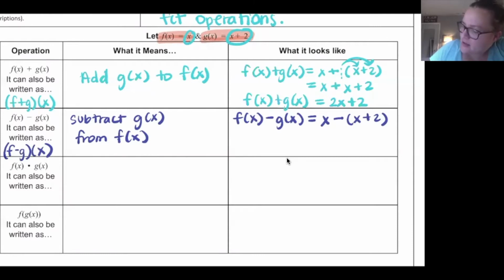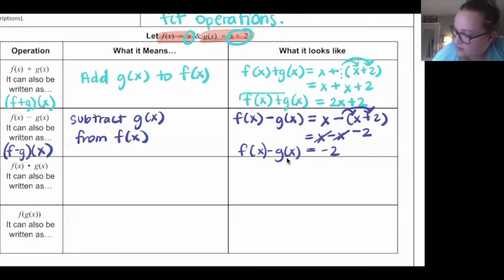That way you distribute this negative to the x and the 2, which will get us negative x minus 2. So f of x minus g of x is equal to x minus x cancels, and you're left with -2. Looks like I forgot to circle my final answers here, so let me fix that real quick. We always want to circle those final answers.